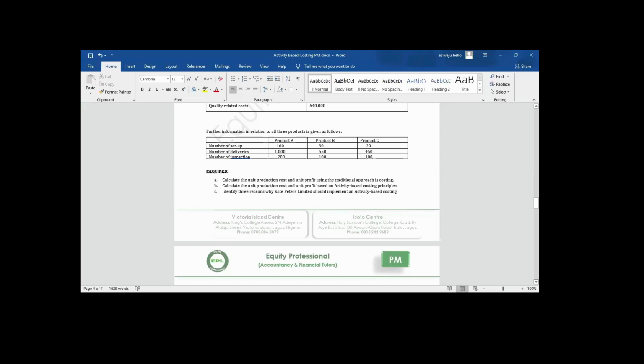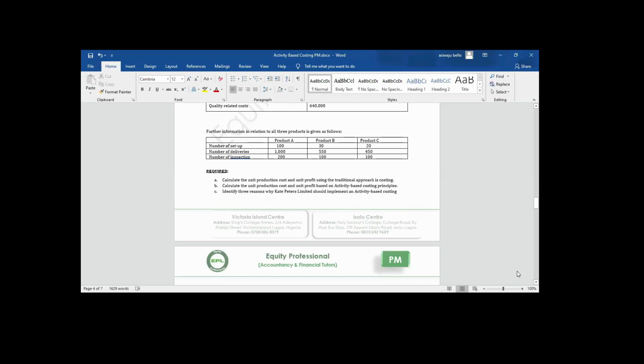The requirement says calculate unit production cost and unit profits using the traditional approach in costing. Like we explained, under the traditional approach, overhead cost will be absorbed using either direct labor hours or machine hour. The examiner will tell you which one to use under the traditional method.